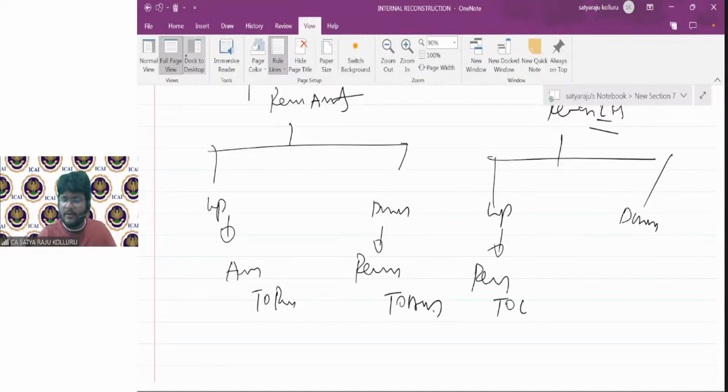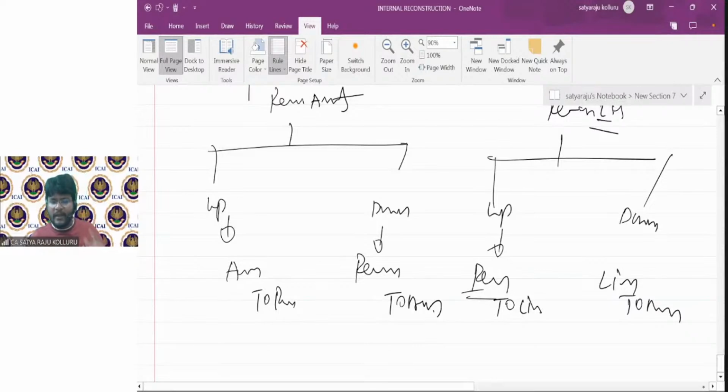Reconstruction to liability, which is loss to the organization. If it is downward revaluation of liability, then liability to reconstruction. Such components also you should take into consideration while passing the journal entries.